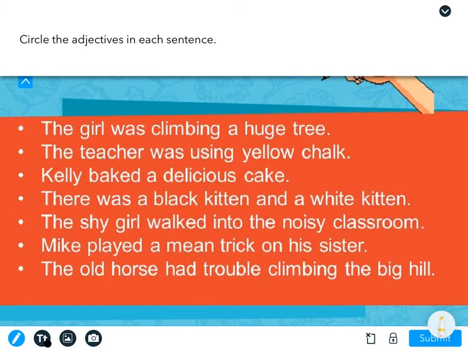So one of the things you were supposed to do yesterday, or rather whenever the last class period was, was to circle the adjectives in this sentence. Let's go over them really quickly. I want you to pause and think what the answers are. So take a moment to look at the first one. Think what the answer is.